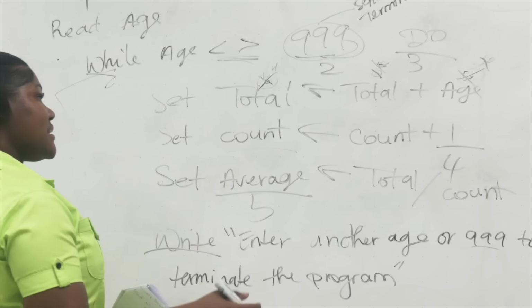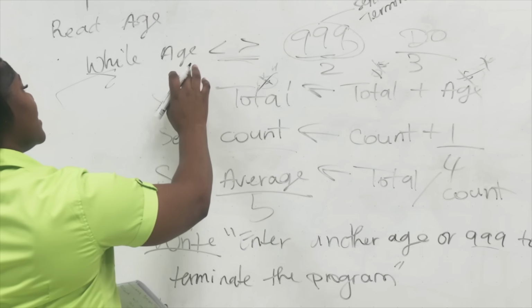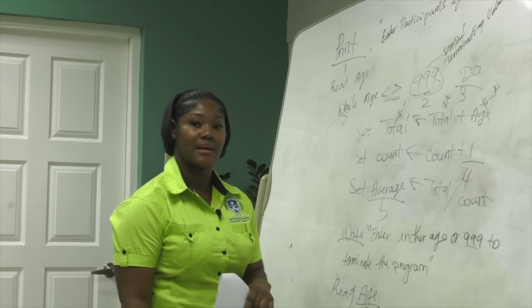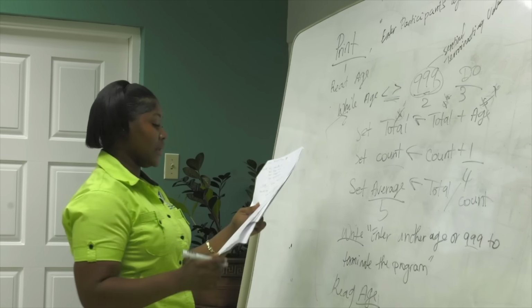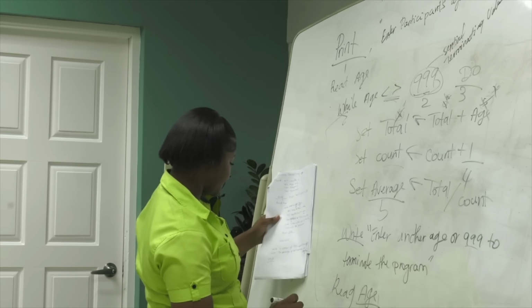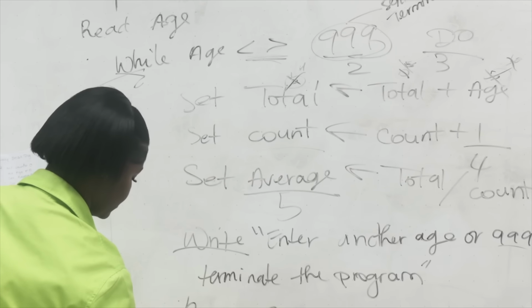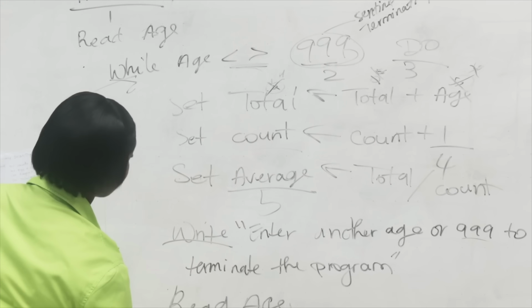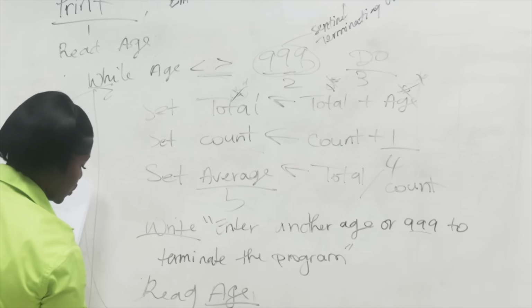So let's say the age has been entered and 999 was entered. That means I want the program to stop. Then I write end while, which ends my while loop.